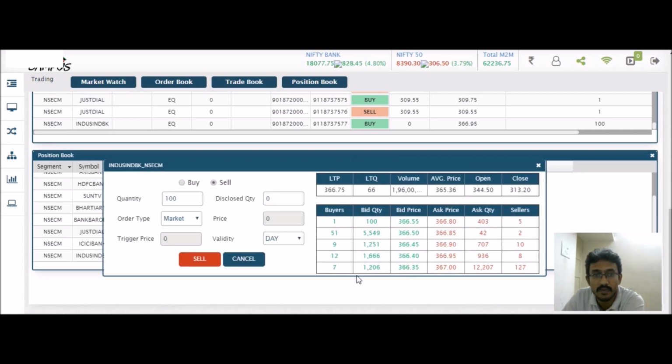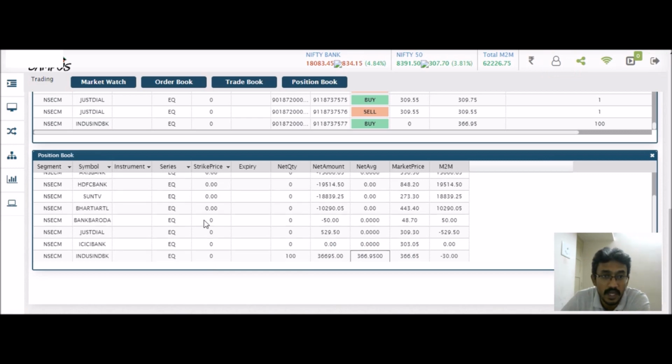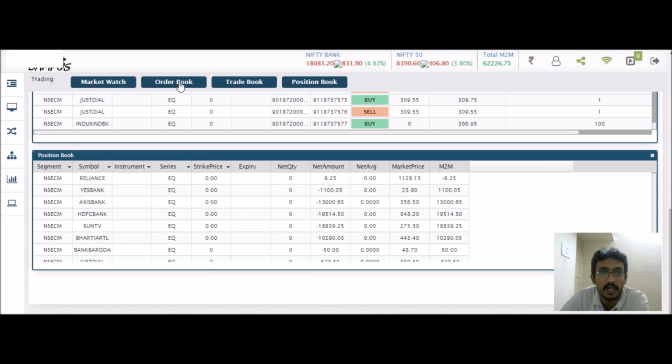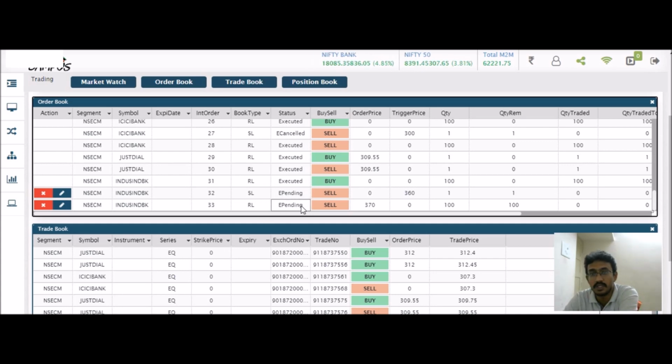So click square off and then sell the stock. If you want a limit price, you can, if you are ready to wait. So click on the limit price and give 370, and then click enter, which means if the stock reaches 370, it will be sold. Before that, it won't be sold in the market. Got it? So click on the order book, go to the last order. It says it is pending. This is a sell order, not a stop loss order.